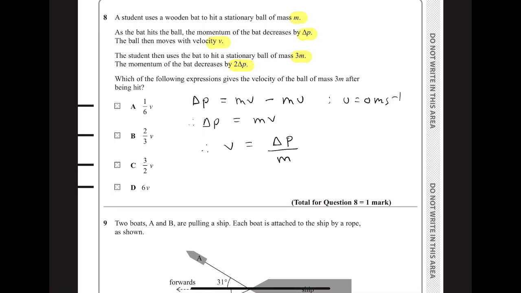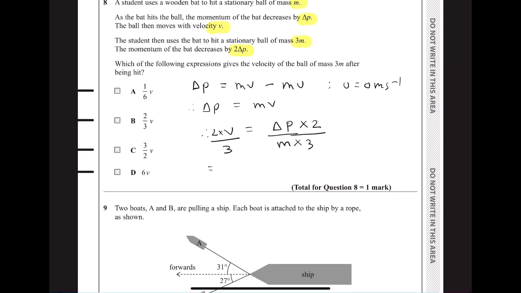Now the change in momentum increased by a factor of 2, hence the velocity of the ball will increase by a factor of 2. The mass of the ball increased by a factor of 3, hence the velocity of the ball will decrease by a factor of 3. So the overall answer will be 2 by 3 v, and the answer is B.